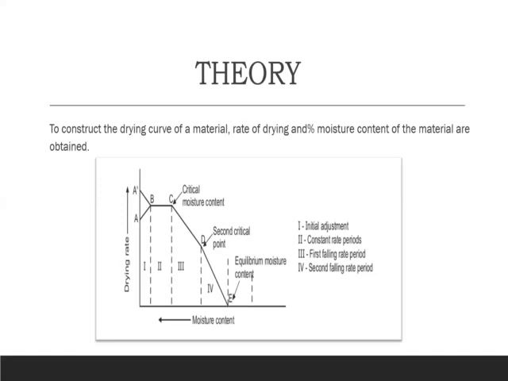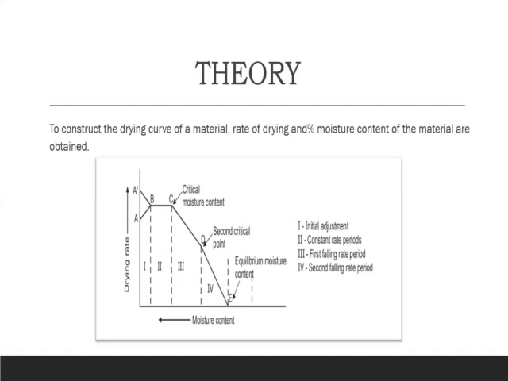This moisture content at the end of the constant rate period, which is point C, is called the critical moisture content. At this critical moisture content, dry spots start appearing and the drying rate starts falling. So at point C, dry spots will appear on the material or solid, and the drying rate will fall down.